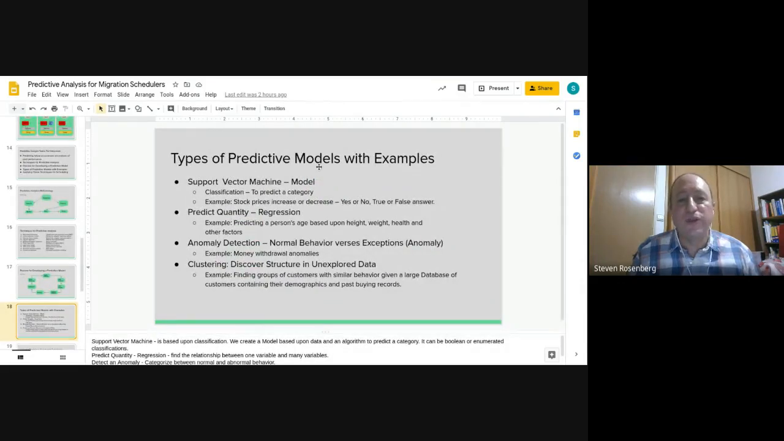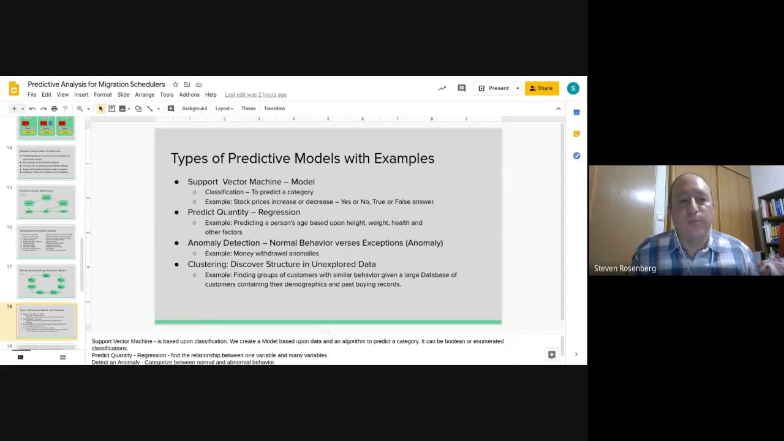So the types of predictive models with examples. Well, we have support vector machine models. Those are classification models to predict a category. For example, stock prices might increase or decrease is one criteria or one application that we might want to solve. And that's obviously a binary yes or no kind of model.